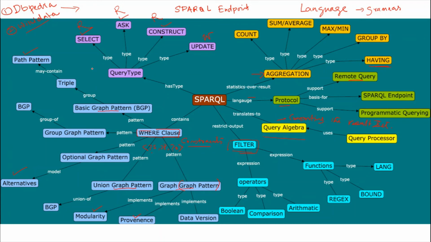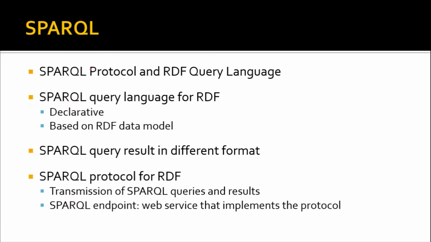So let us now start talking about the SPARQL language. As I have mentioned earlier, SPARQL is a protocol as well as a query language. It is the query language for the Resource Description Framework. It is declarative, so you are just saying whether the triples are true or not. That's why it is declarative. And it is entirely based on the RDF data model that we have discussed in the earlier lectures, right?